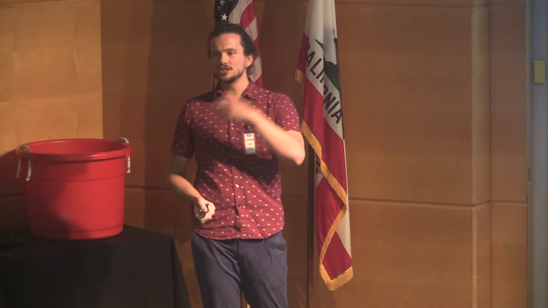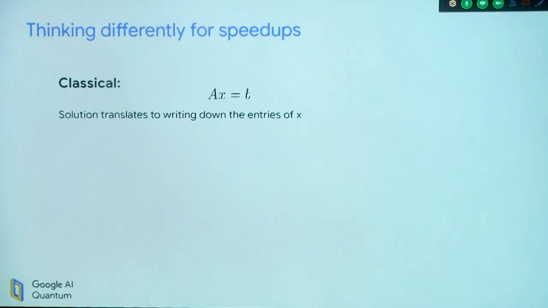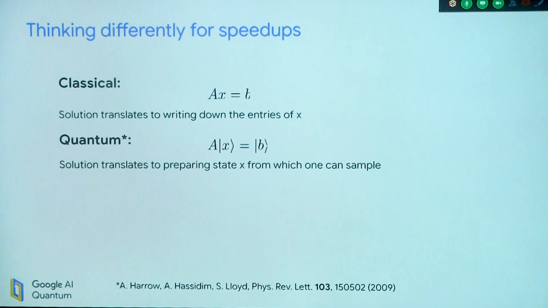And so to achieve a quantum speedup on this problem, what people did was they changed the phrasing of the problem a little bit. They said instead that the solution translates to preparing a state |x>, which contains the solution, from which one can sample. This is a subtly different way of phrasing the problem and still does something useful, but it was a necessary step in order to achieve that type of speedup. So this is the kind of not obvious change that you might have to make in order to find one of these speedups. You've changed the question, but you've managed to solve the problem.